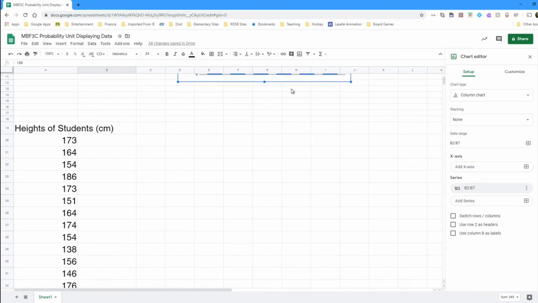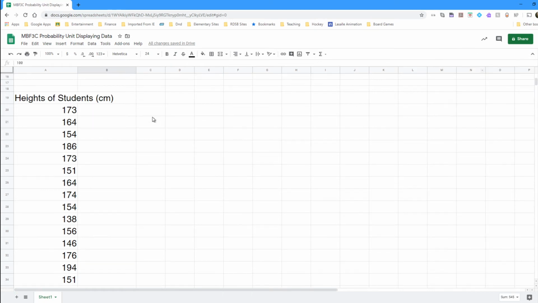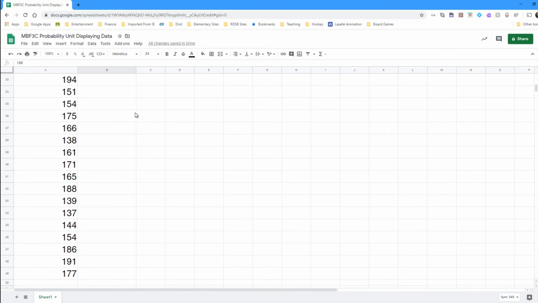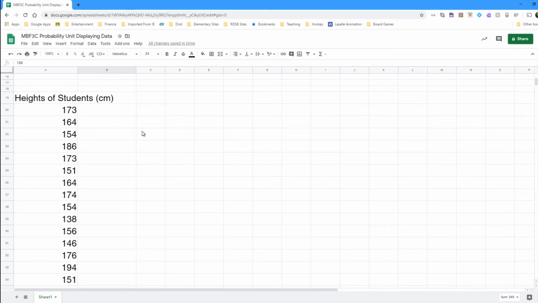Another kind of graph, if we're looking at the heights of students, is we can use what's called a histogram to represent data. Now this is what we call one variable data. There's only one number here that we're looking at. And sometimes when you have one number that you're looking at, a histogram is a really nice way to do things, because a histogram will group up the numbers into ranges.